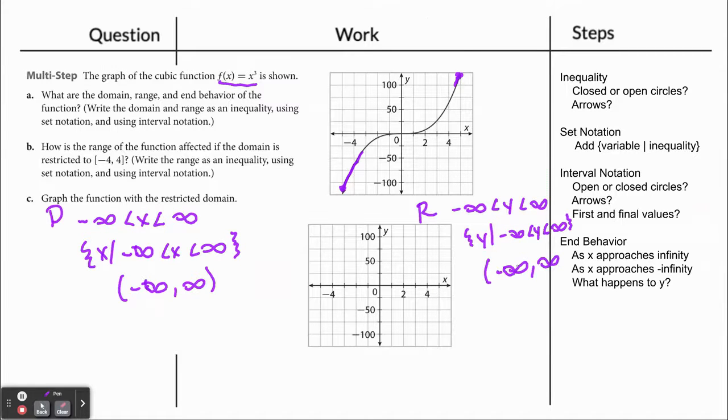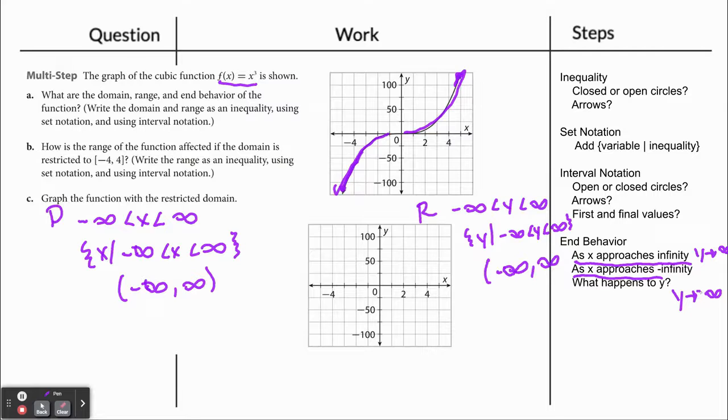For the end behavior, we're always looking at what happens as x approaches infinity. It looks like y is approaching infinity as well, because as we're going to the right, the y value is going up. As x approaches negative infinity, so as we're going to the left, it looks like y is approaching negative infinity because it's going down.